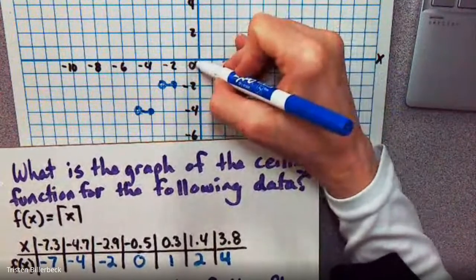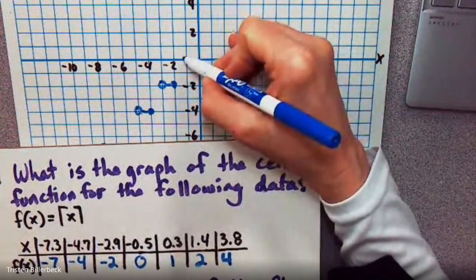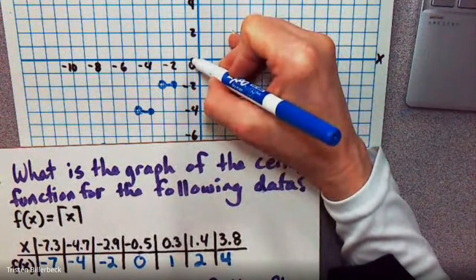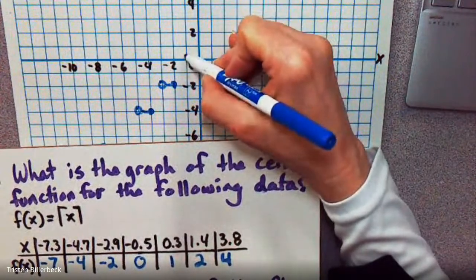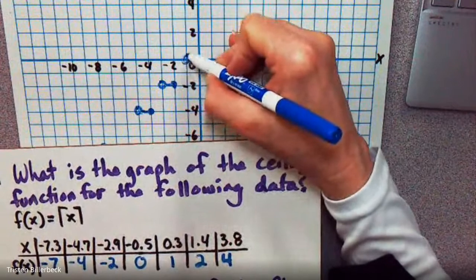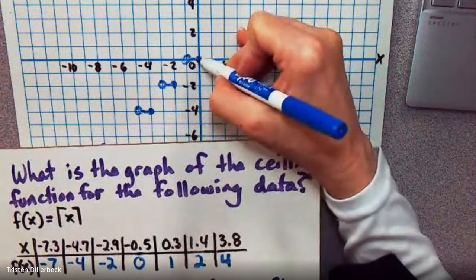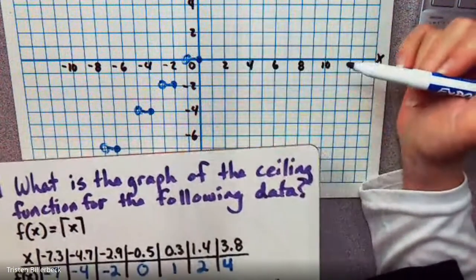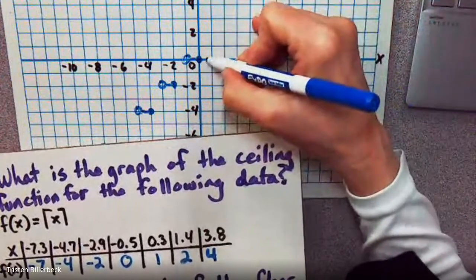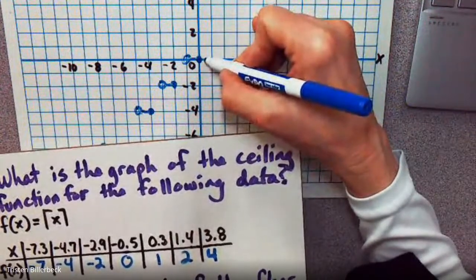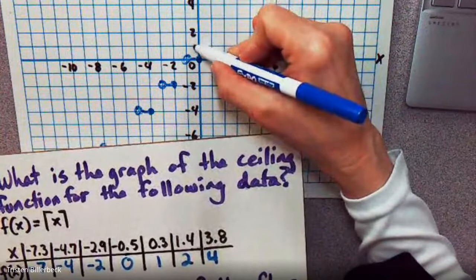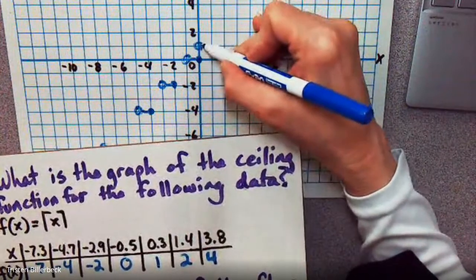Okay, at negative 0.5, right here, that would round to 0. So right here, we go to 0. Okay, and then at 0.3, which is right in here, we're going to go to 1. So we see we're going to 1.